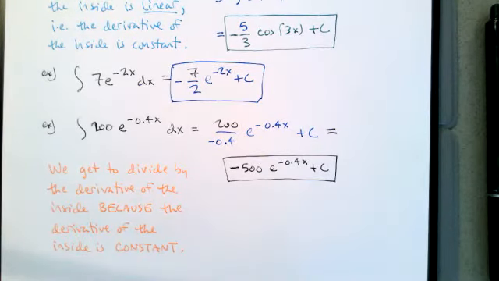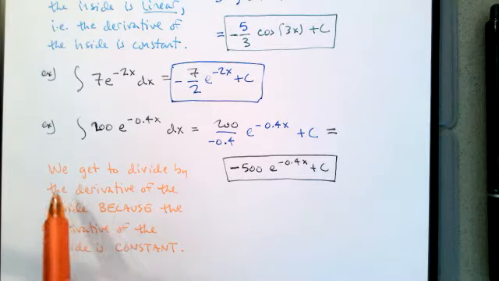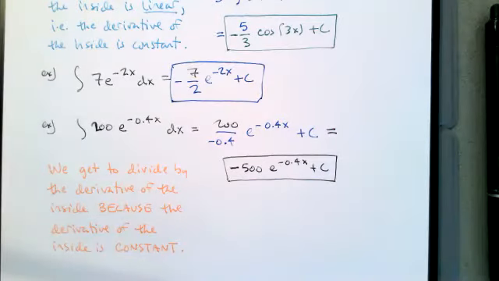That second part is very important. It's what makes the first part go. That's why we use the word because. Too often when we say things in math, we leave off the important parts. And so students be like, oh, you said we get to divide by the derivative of the inside. And I would say, I absolutely did not say that. I said we get to divide by the derivative of the inside because the derivative of the inside is constant.